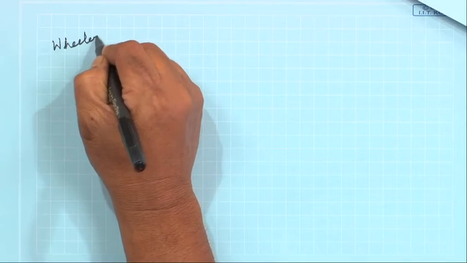But now I will describe a very important method that was suggested by Wheeler for these planar antennas, small antennas. It is an approximate method, but a very useful method. It is called the Wheeler cap method.